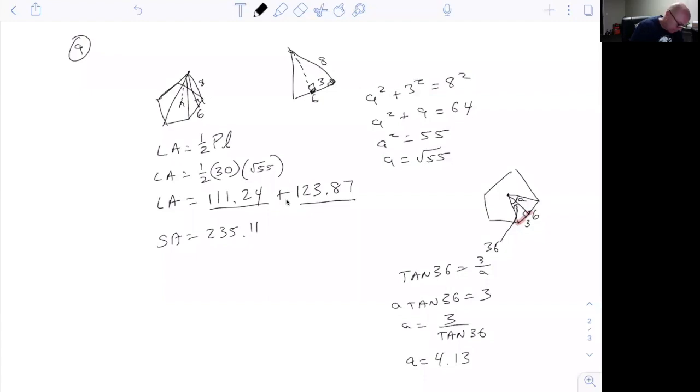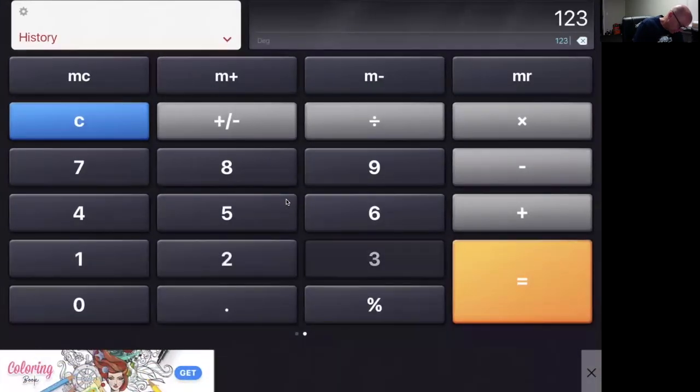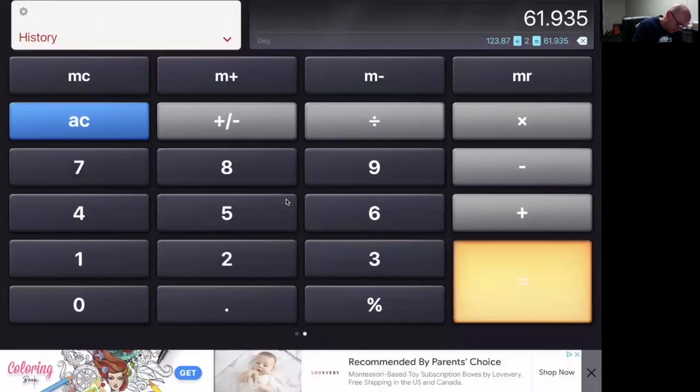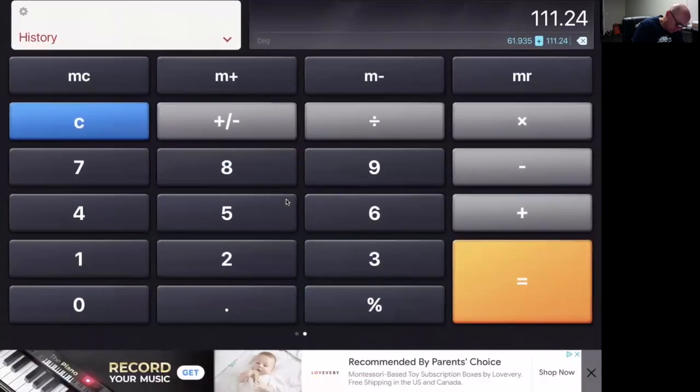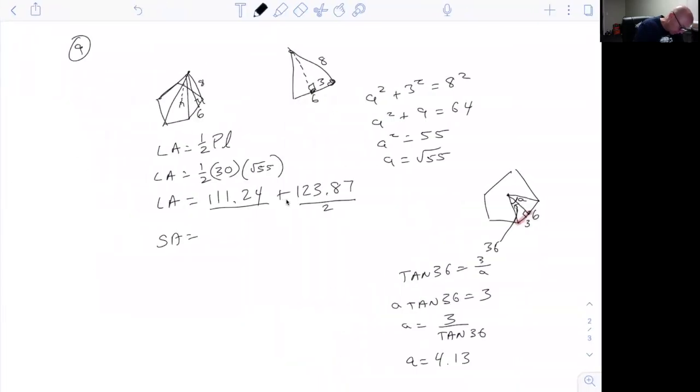We did make one mistake. When I added this together, we forgot that the area of a regular polygon is half the perimeter times the apothem. So that's fine, we'll just do that. Instead of that being 200 something, let's do 123.87 divided by 2, and then add that to 111.24, and we get 173.2, and we're dealing in yards, so square yards.